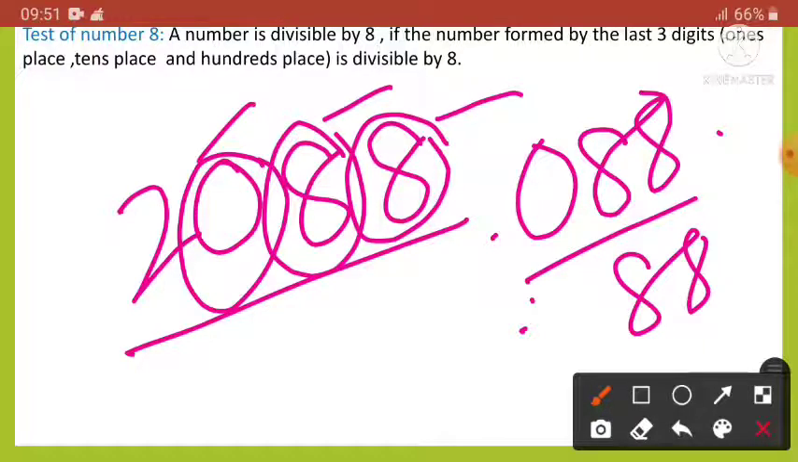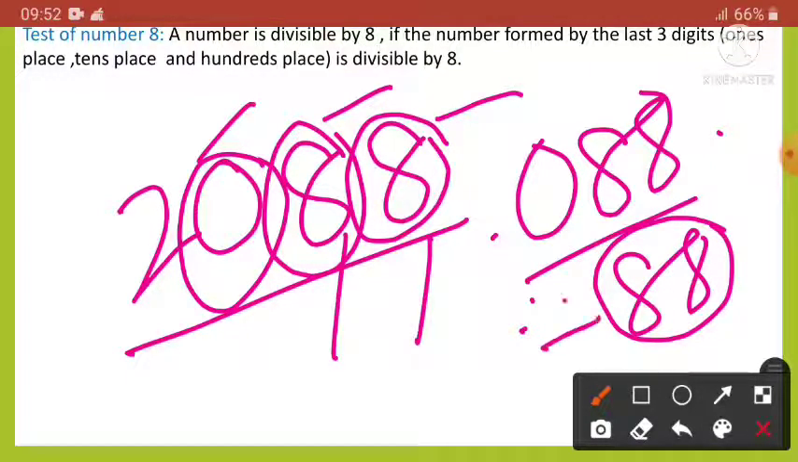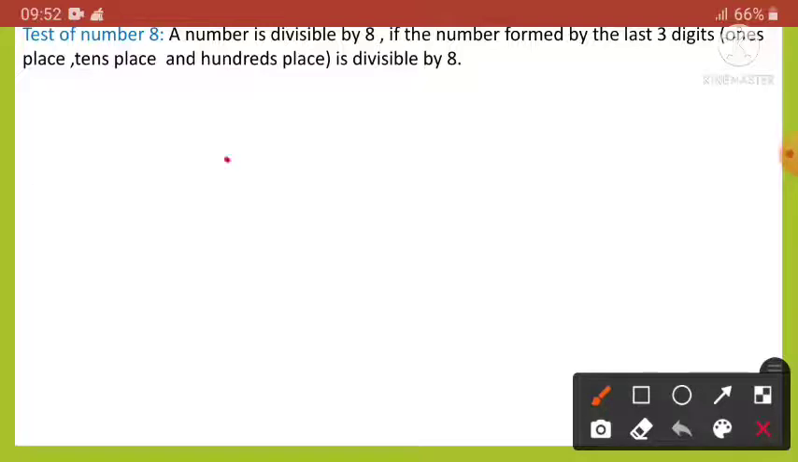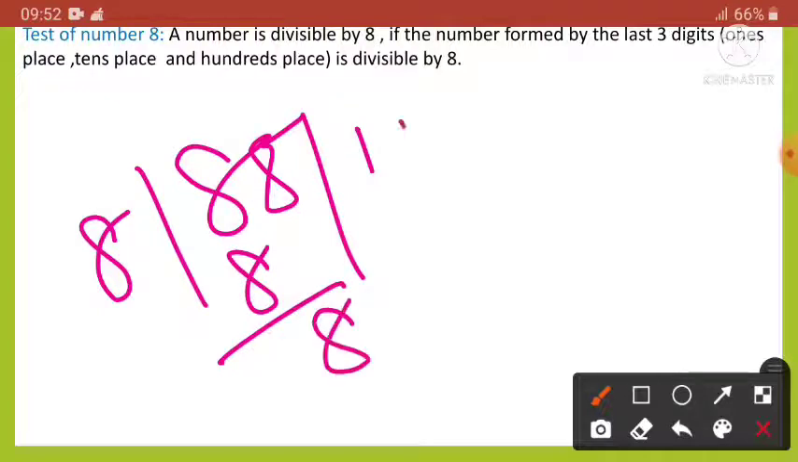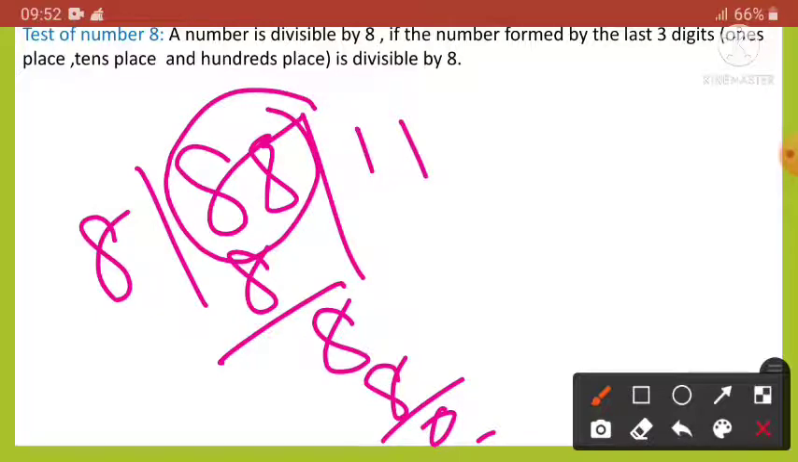So here the number formed by the digits is 88. Now check whether 88 is divisible by 8 or not. Yes, 88 is divisible by 8. If we divide 88 by 8, we can easily get the remainder 0. That means 88 is exactly divisible by 8. So by applying this process, you can check the divisibility test of the number 8.